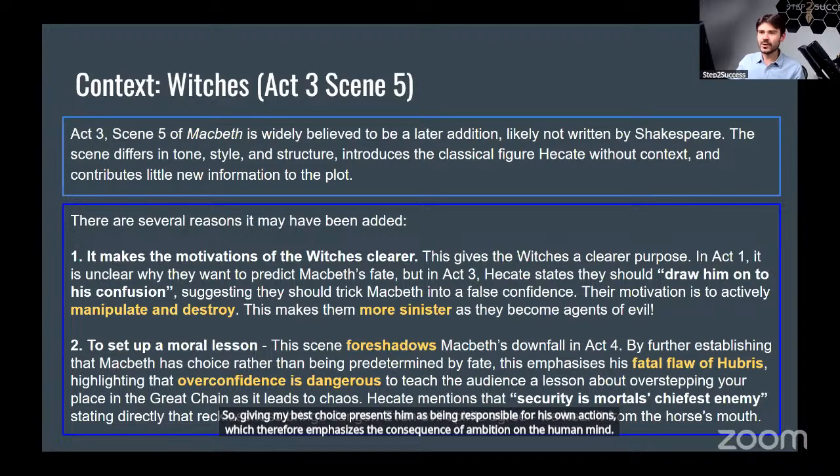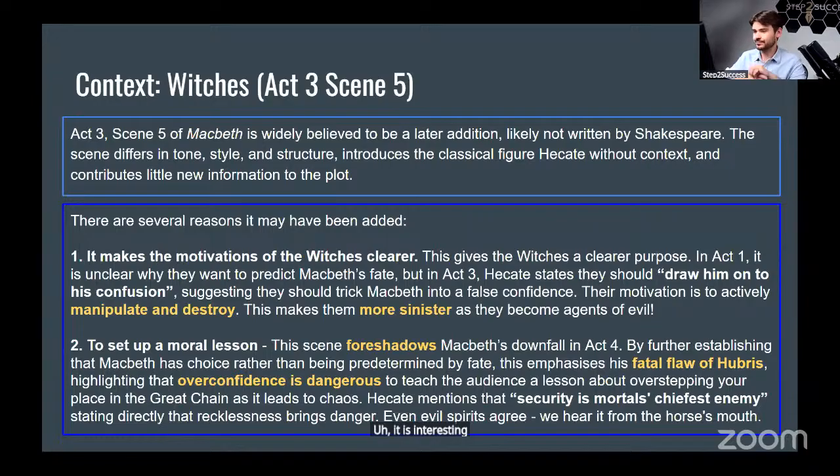Okay, right, we're coming towards the end now, I promise. So Act 3, Scene 5, specific to the witches. It is interesting because Act 3, Scene 5 is thought to have been added at a later date. It's believed that Shakespeare didn't actually write this scene, that it was added by another author years down the line. And there are several clues as to whether this is the case or not.